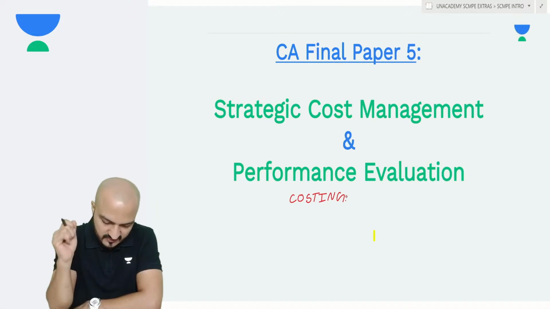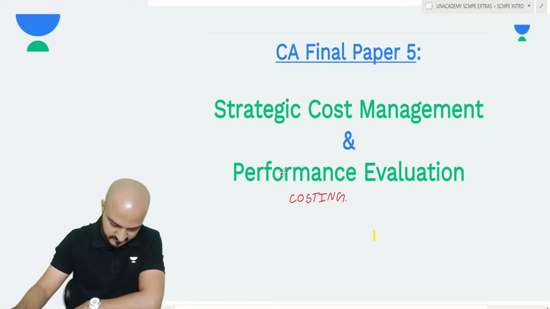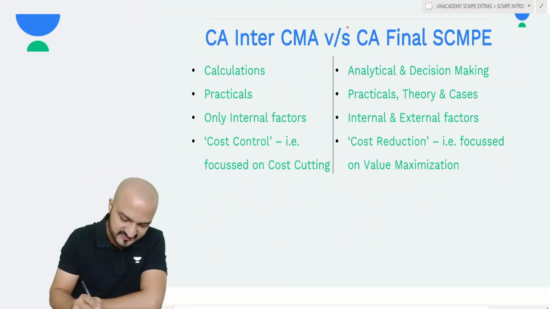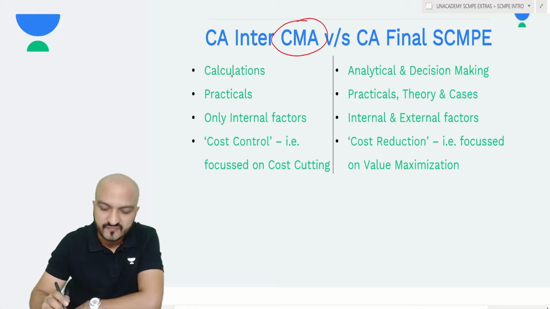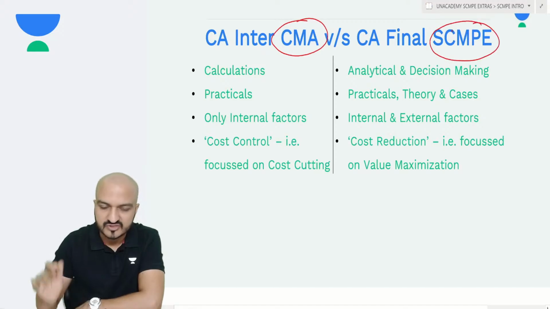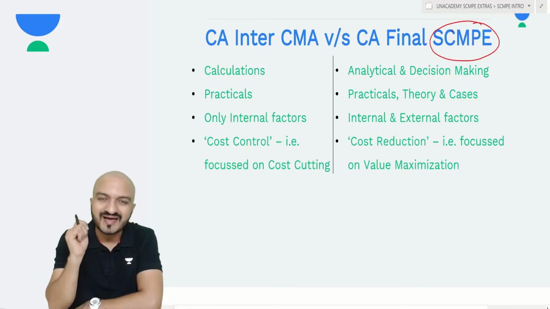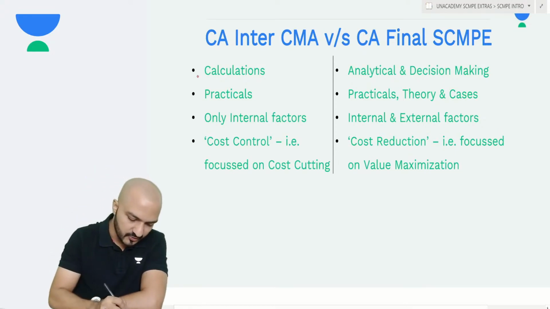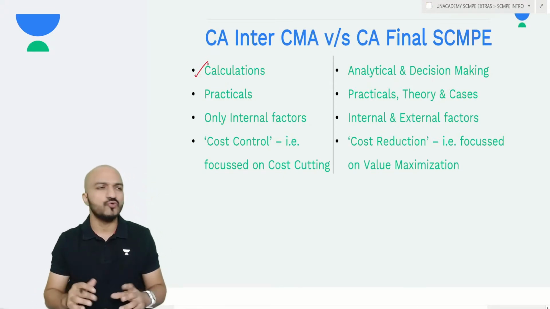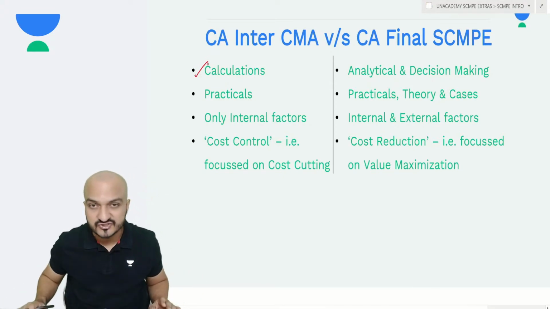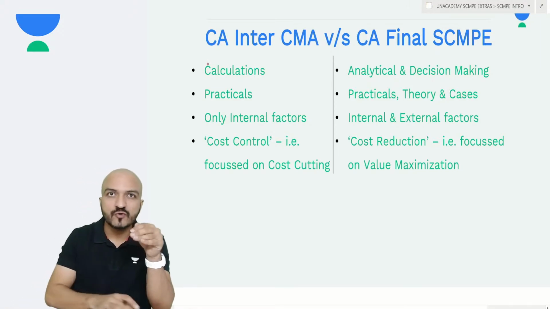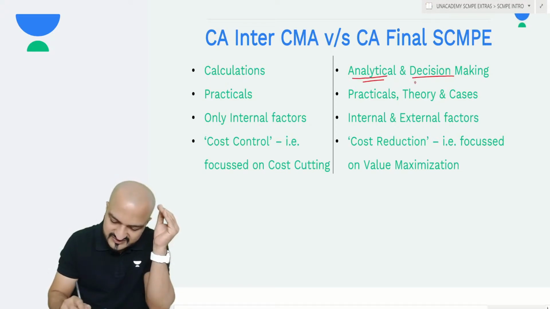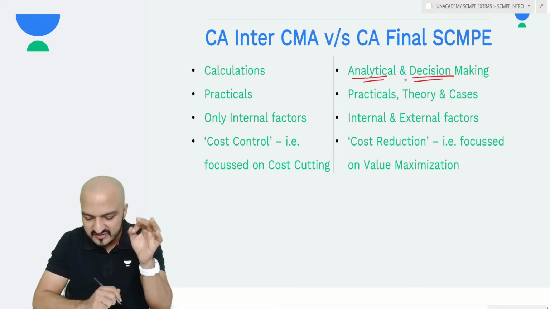So what's the difference? Well, let's see. In the inter level, your subject was named as CMA. At final level, we are naming it as SCMPE. The change of name is obviously there, but apart from that, the major difference is that at inter level, your subject was mostly pertaining to calculations. All you had to do was make lots of calculations. But at final level, your subject of costing is less of calculations and more of analysis and decision making.